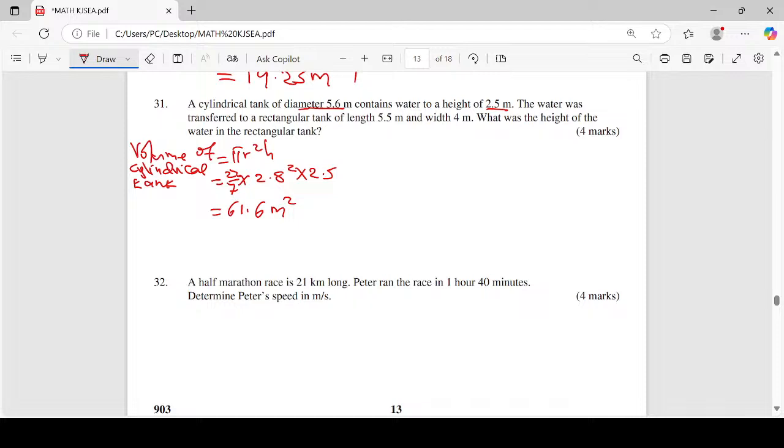They say that a cylindrical tank of diameter 5.6 meters contains water to a height of 2.5 meters. The water was transferred to a rectangular tank of length 5.5 meters and width 4 meters. What was the height of the water in the rectangular tank?